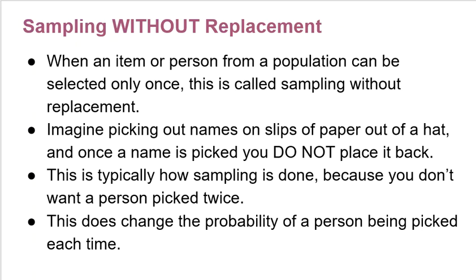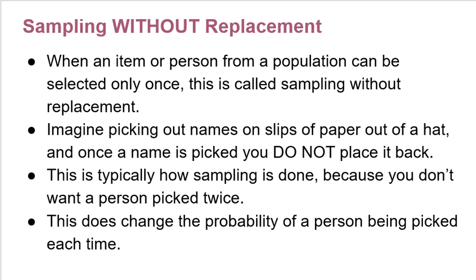All right, now there are two ways that we could collect samples. So if you're going to say, listen, population's too big, I don't have time to go to the entire population, I can't do a census, I'm going to select a sample. There are kind of two ways to do this. One way is to sample without replacement. So when an item or person from a population can be selected only once, this is called sampling without replacement. So you're picking people to be a part of your sample. You picked Johnny, and you cannot pick Johnny again. So you're sampling without replacement. So imagine if you're picking names out of a hat. So I got everybody in Twinsburg High School's name on a piece of paper, and I'm picking them out of a hat.